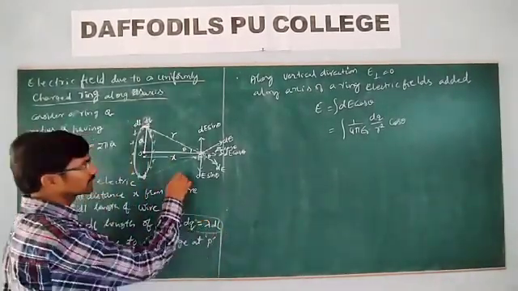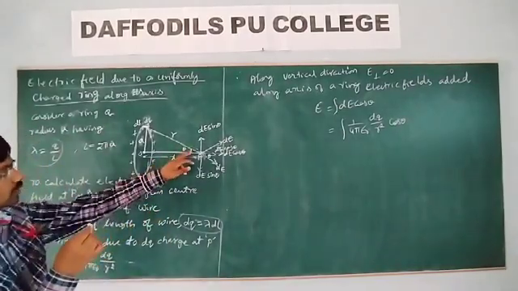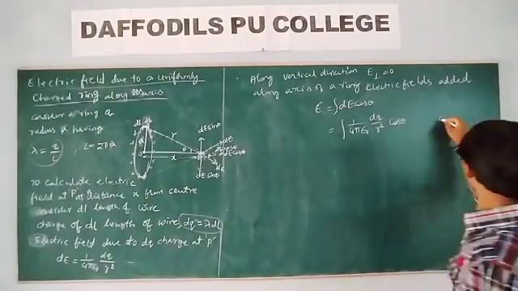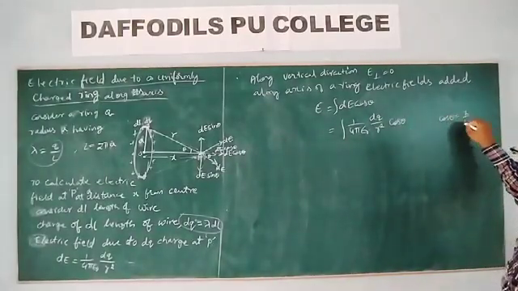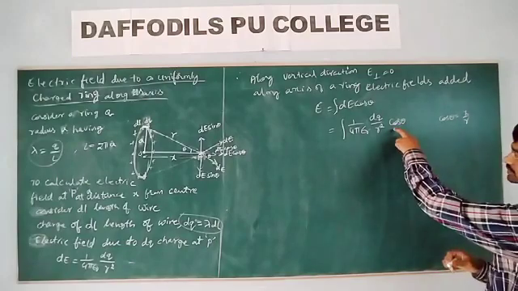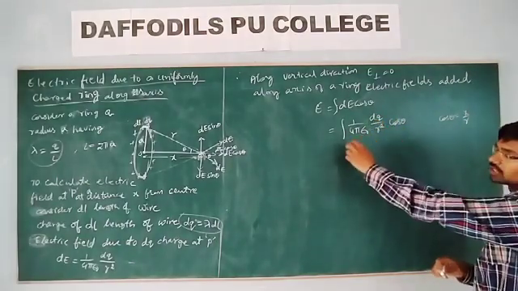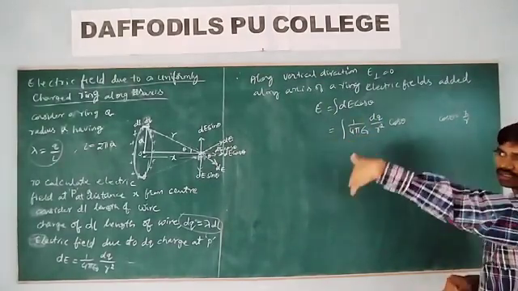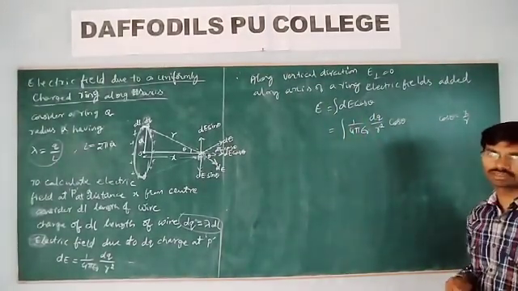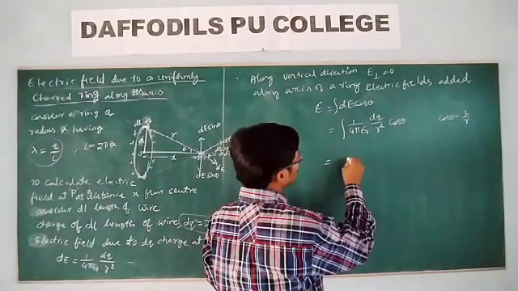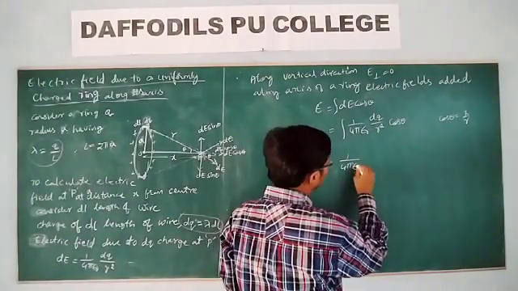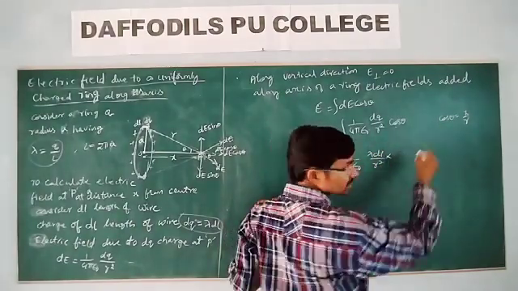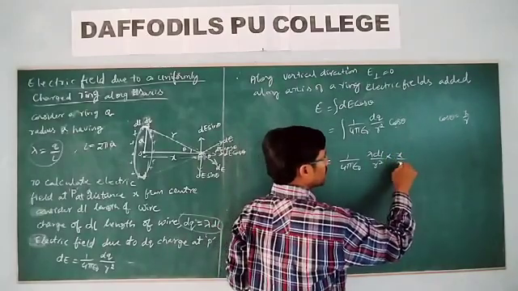And what is cos theta from this figure? Cos theta is equal to adjacent by hypotenuse, where cos theta is equal to x by r. Substitute that value, and lambda dl for dq. What will be the limits? 0 to the total circumference. Is it okay? That is equal to 1 by 4 pi epsilon naught lambda dl by r square into cos theta, which is x by r.